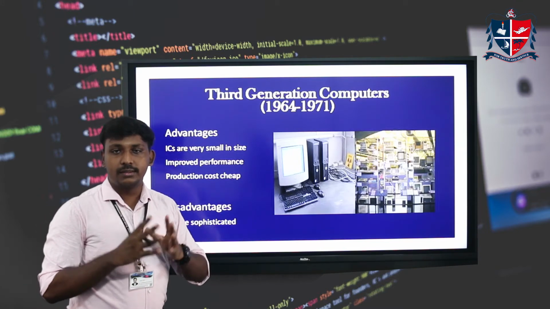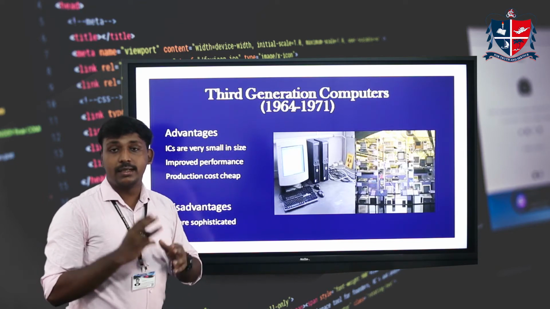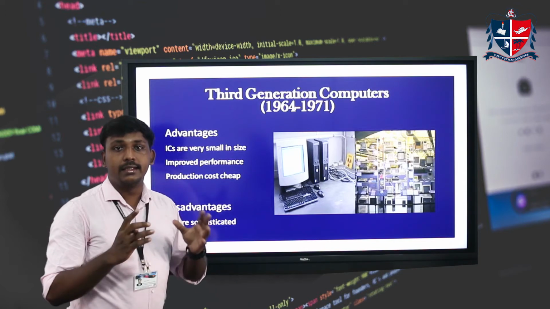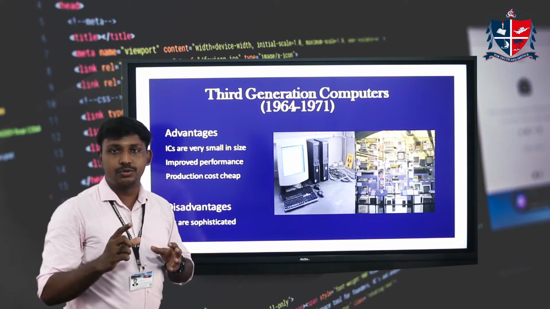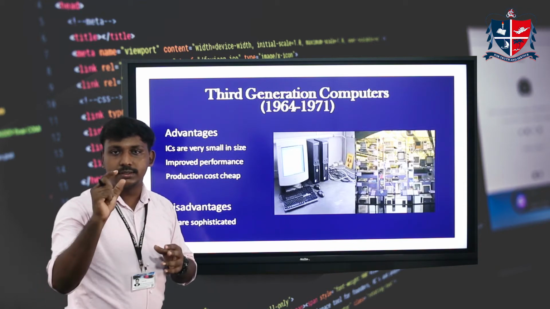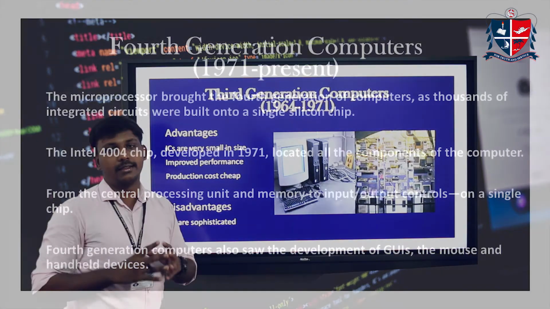So, what have we learned till now? We learned first generation computers were using vacuum tubes, second generation computers were using transistors, and third generation computers integrated all these transistors into single silicon semiconductor chips. That is, all these transistors were miniaturized and integrated into a single semiconductor chip.